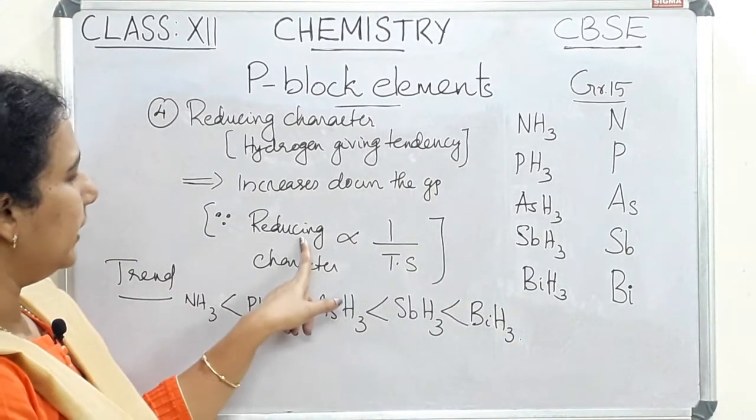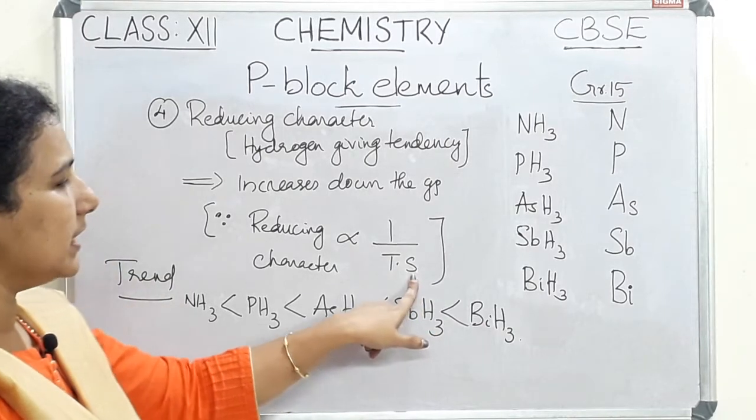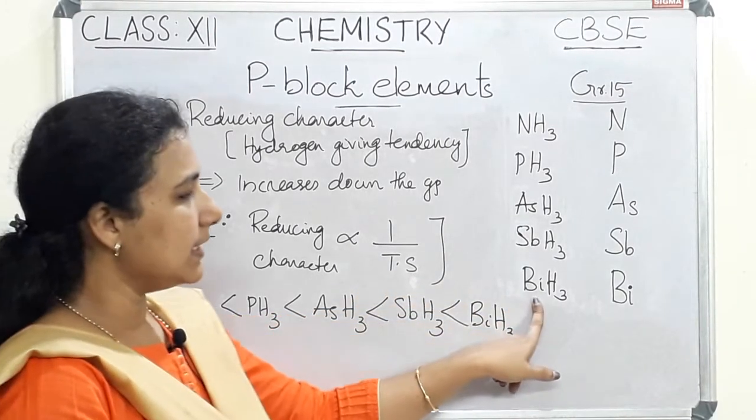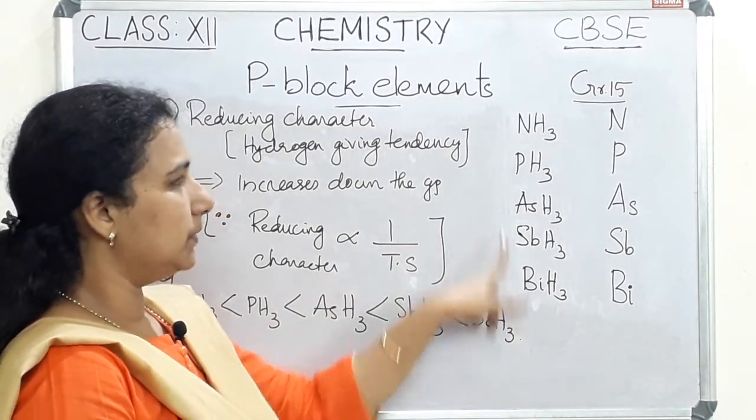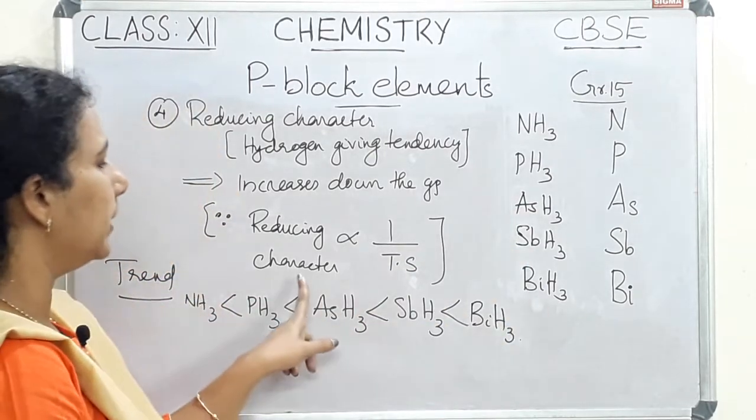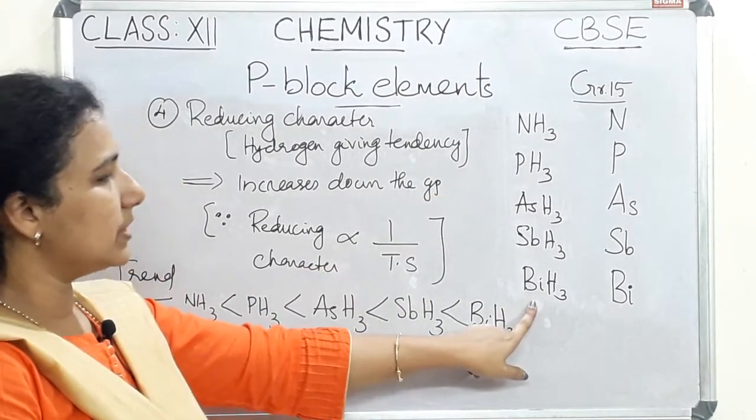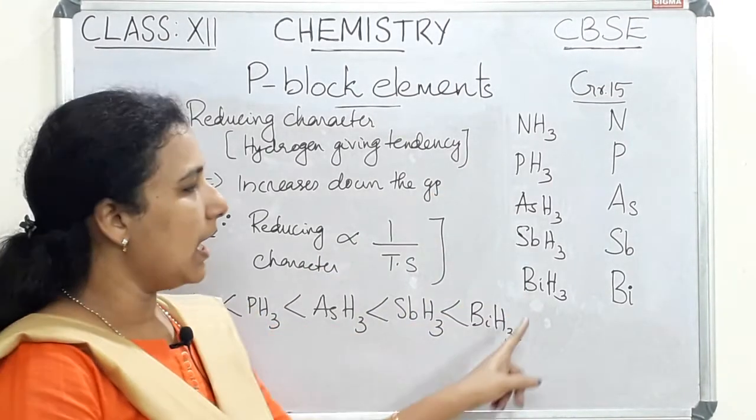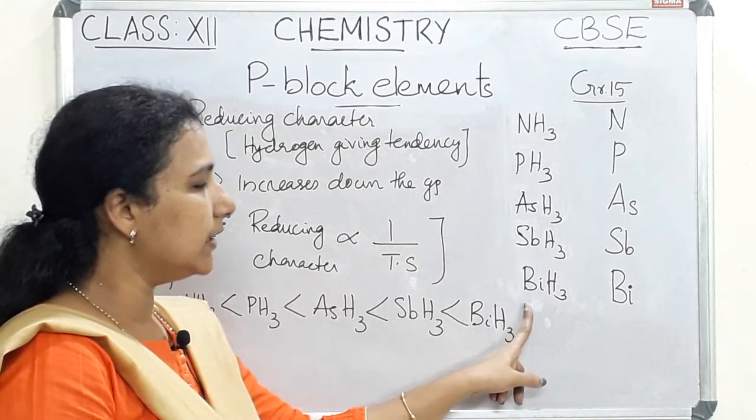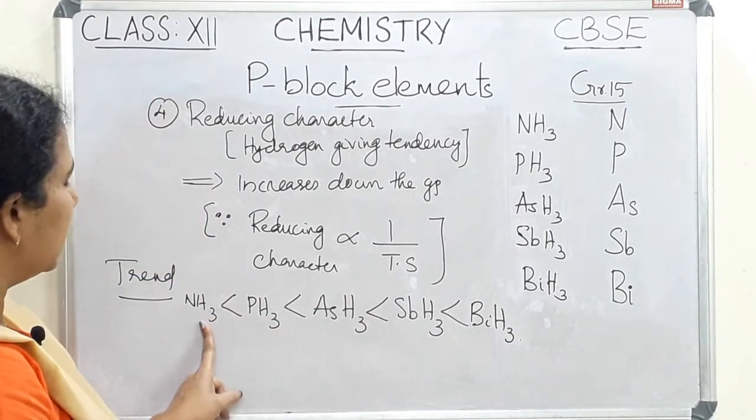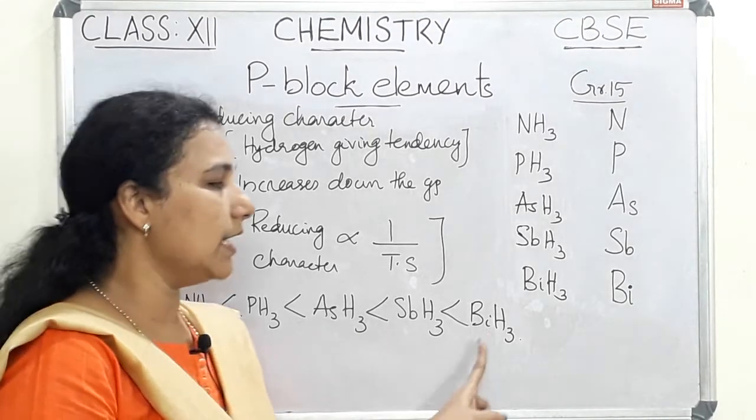The reason is that reducing character is inversely proportional to thermal stability. We have seen thermal stability is less in the case of BiH3. So it decreases down the group. Thermal stability decreases down the group, so reducing character increases down the group. As thermal stability decreases, reducing character increases, which means the hydrogen giving tendency increases down the group. So the trend is NH3 less than PH3 less than AsH3 less than SbH3 less than BiH3.